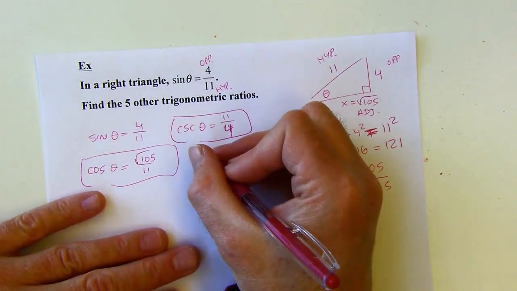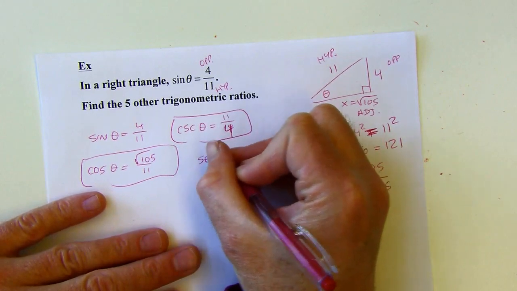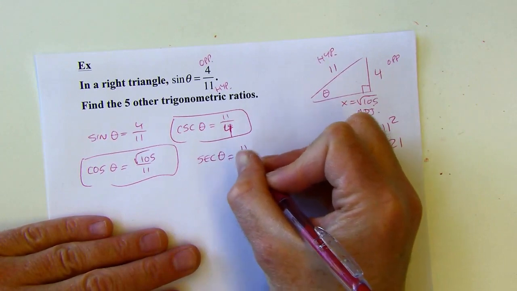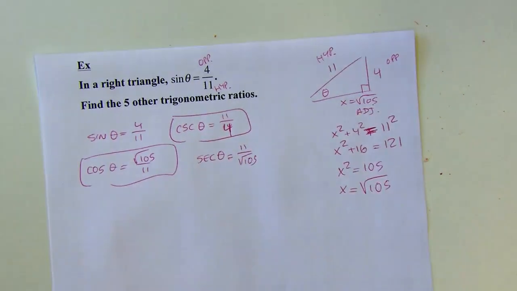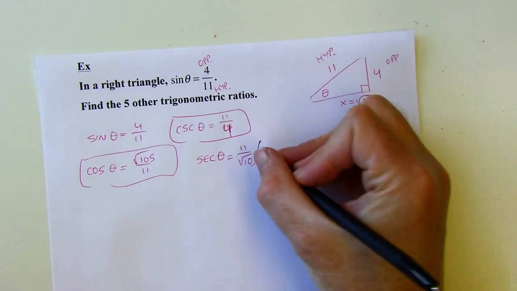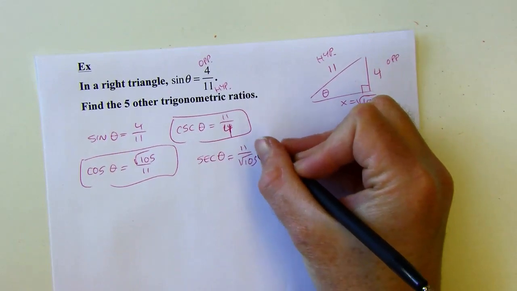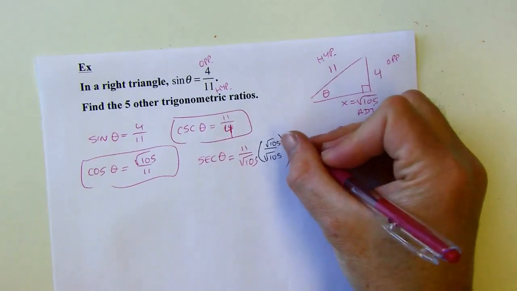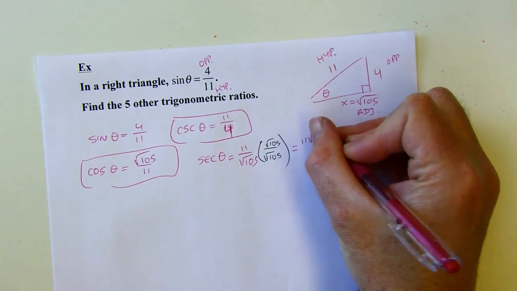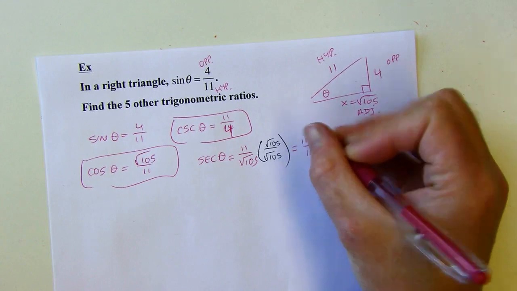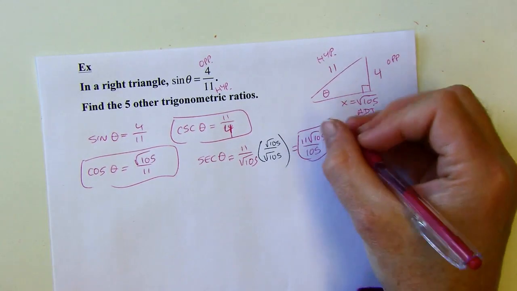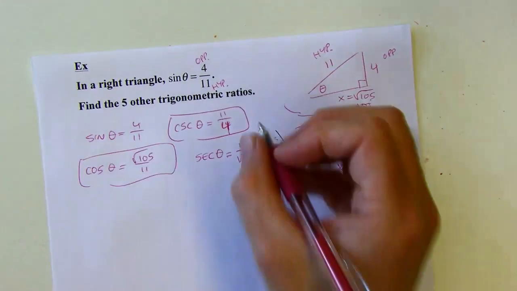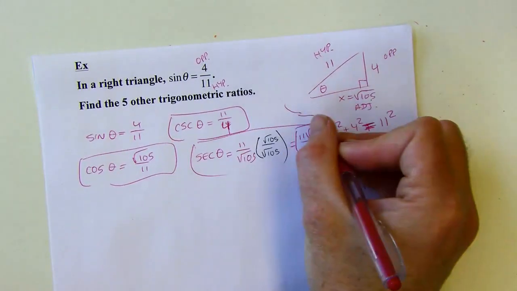The reciprocal of that is going to be secant. So I can just flip this. But then I still want simple radical form. So that's 11 root 105 over 105. And that is in simple radical form. Whew, just barely made it with space there. So there's another.